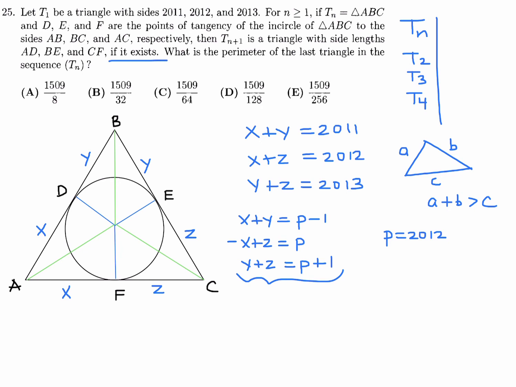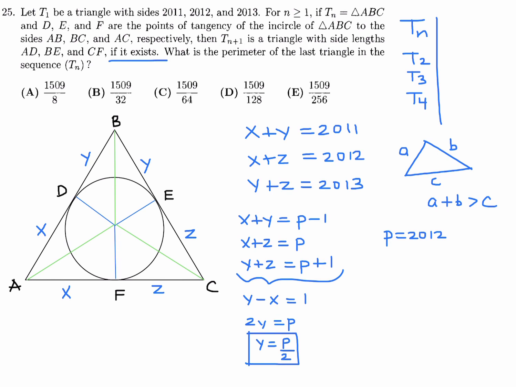I can subtract this equation from that equation. And if I do, I get y minus x is equal to 1. And then now I can take that equation and add it to that equation. And that gives me 2y is equal to p. And therefore y is equal to p over 2. So that's my first general rule.